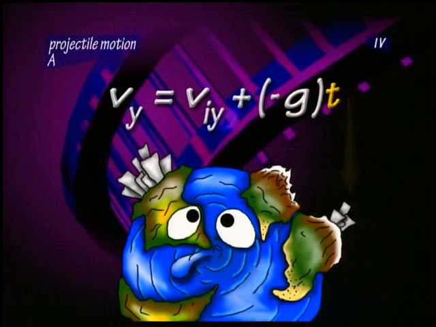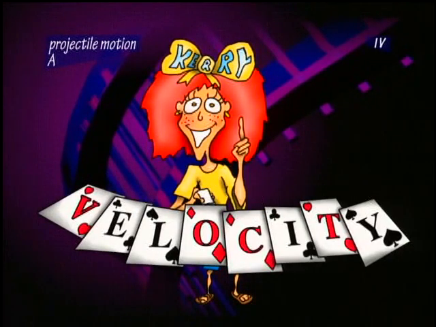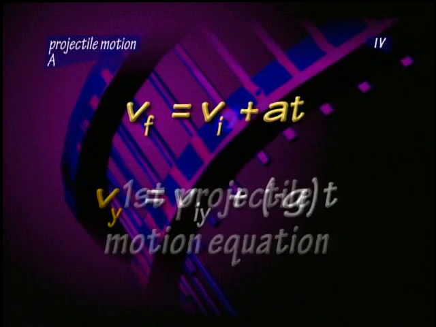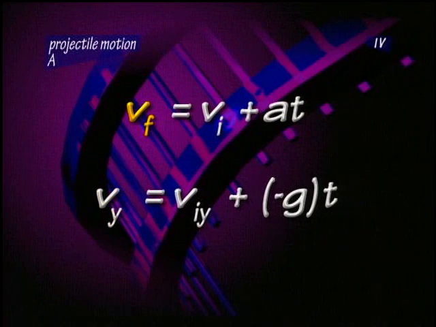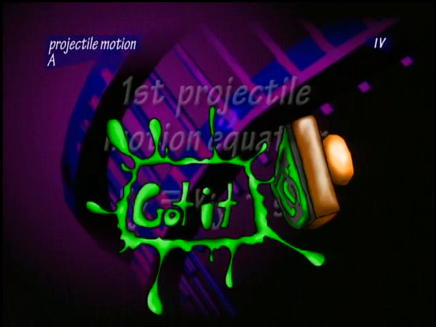So, since we're only dealing with velocity in the y direction, to get our first projectile motion equation from our VVAT equation, substitute v sub y for v sub f, v sub iy for v sub i, and negative g for a. Then we get our first projectile motion equation. V sub y equals v sub iy minus gt. Got it?